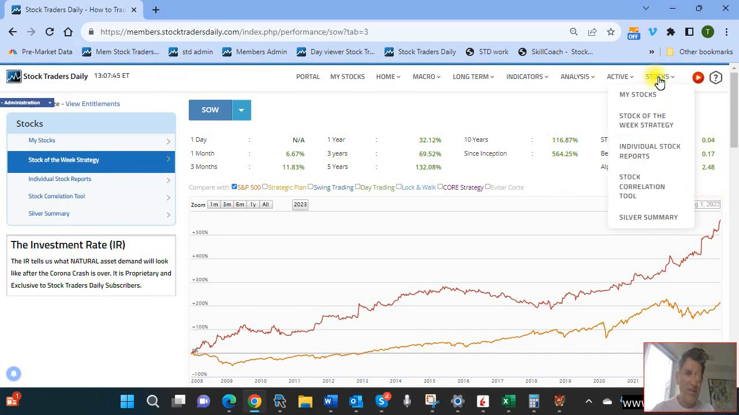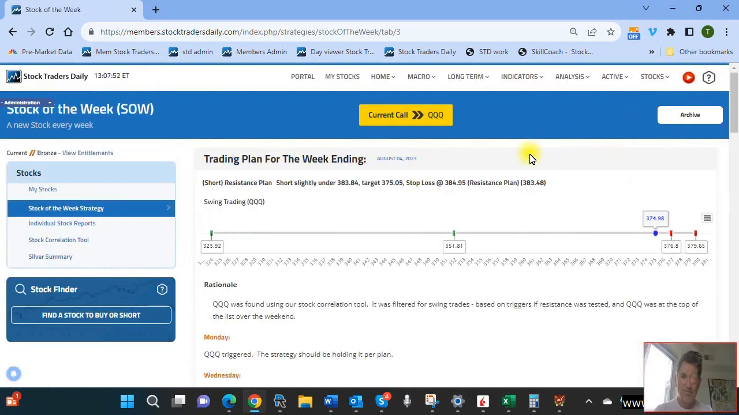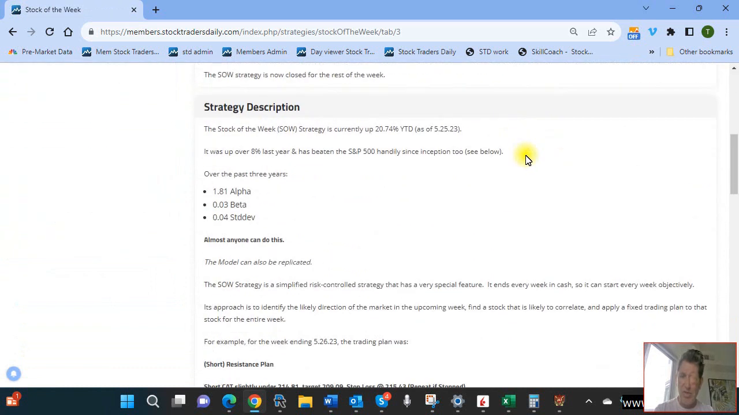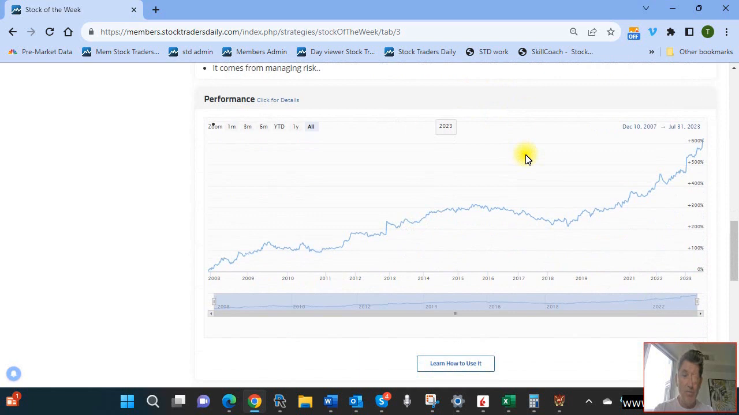Find it in our Stocks tab under Stock of the Week strategy. There you'll find our current Stock of the Week and the trading plan associated with it, a strategy description, and that performance table we just looked at. Click on More Details to get to that performance page.